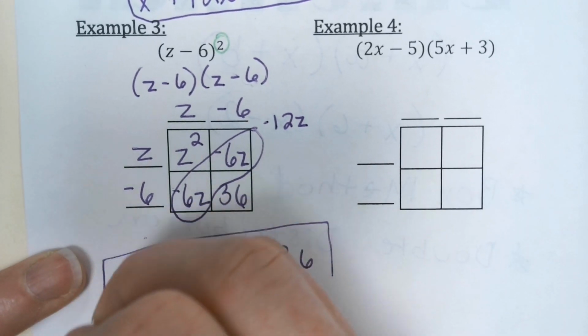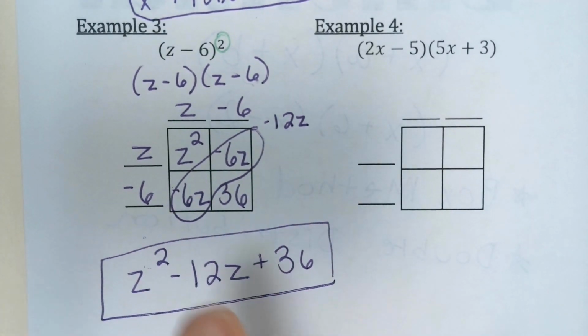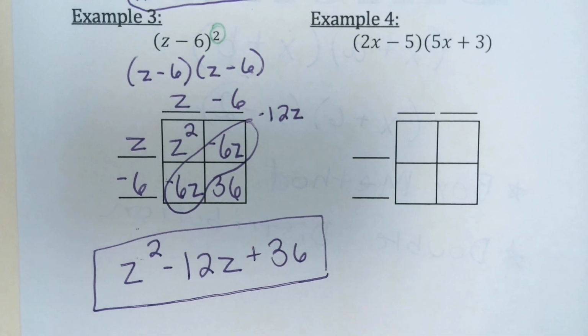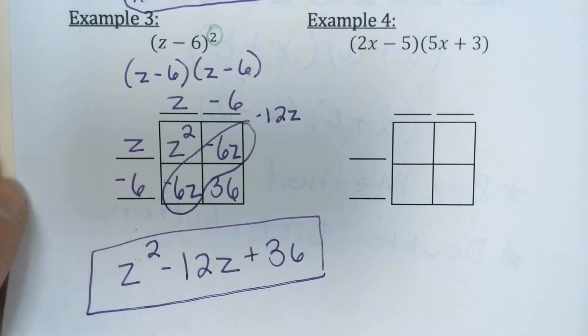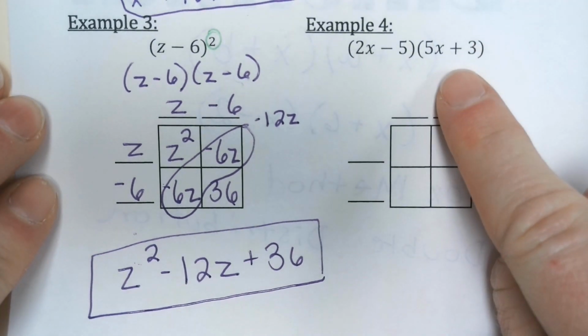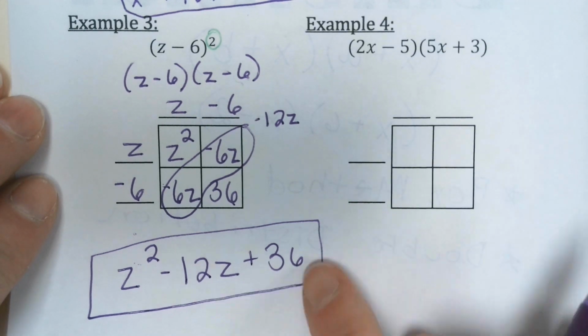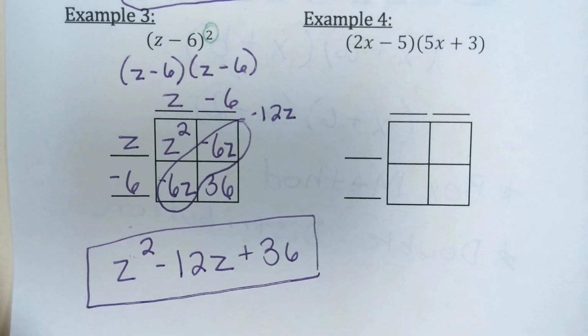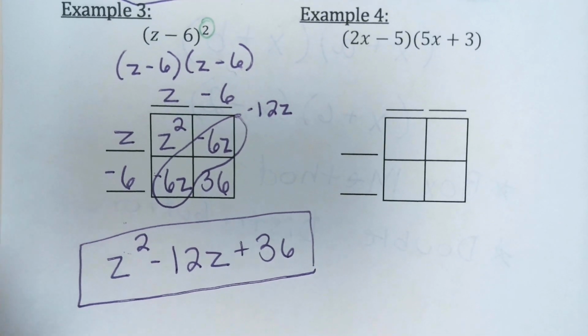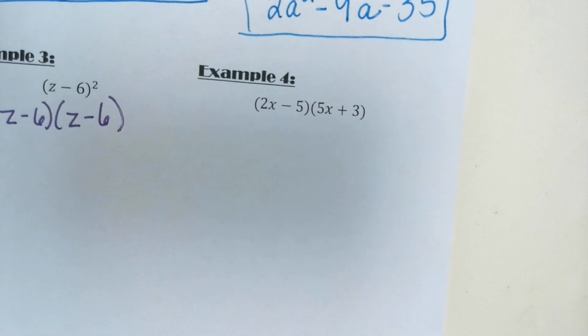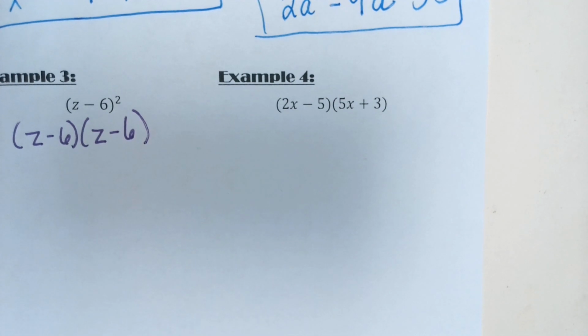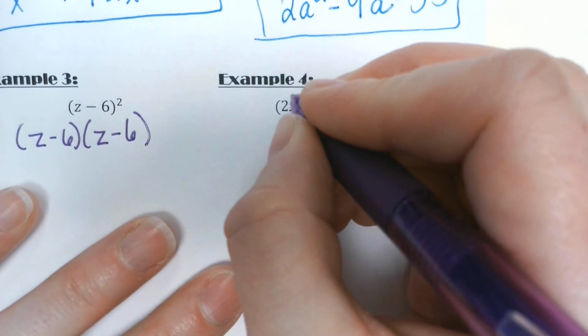So whether you did example 3 on the box method or on the double distribute, you should still get the same answer. So you can either do box or double distribute. Okay, I'm going to go to example 4, and I'll use the double distribute this time. You can just check it with mine if you're doing the box method. It's still the same thing, just a different method.